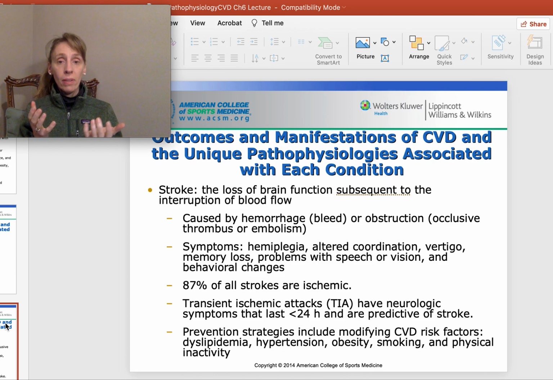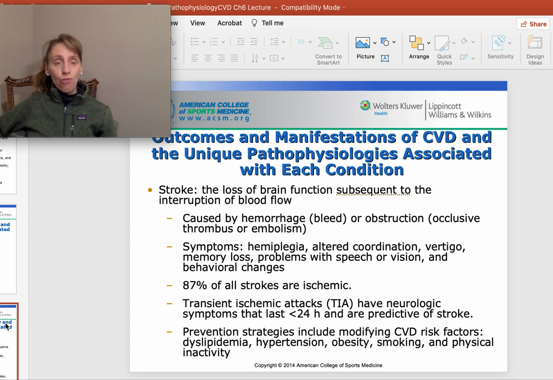Symptoms can be hemiplegia, right? So partial paralysis, it can be coordination, vertigo, memory loss, speech, vision, behavioral problems, right? All of these different things neurologically can happen. Most of the strokes we see are what we call ischemic stroke, right? So they did not get the blood flow, right? Loss of that blood flow caused cell death, and that's when we end up getting the neurological outcomes.